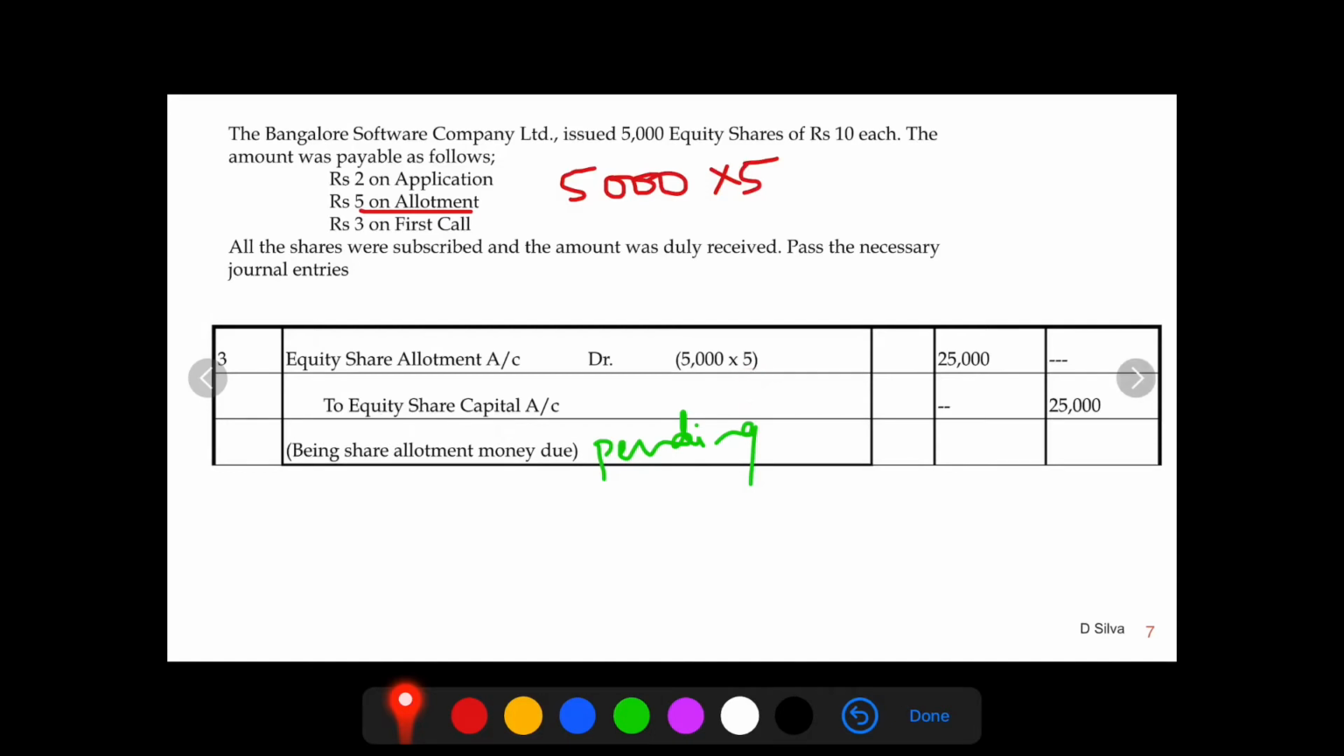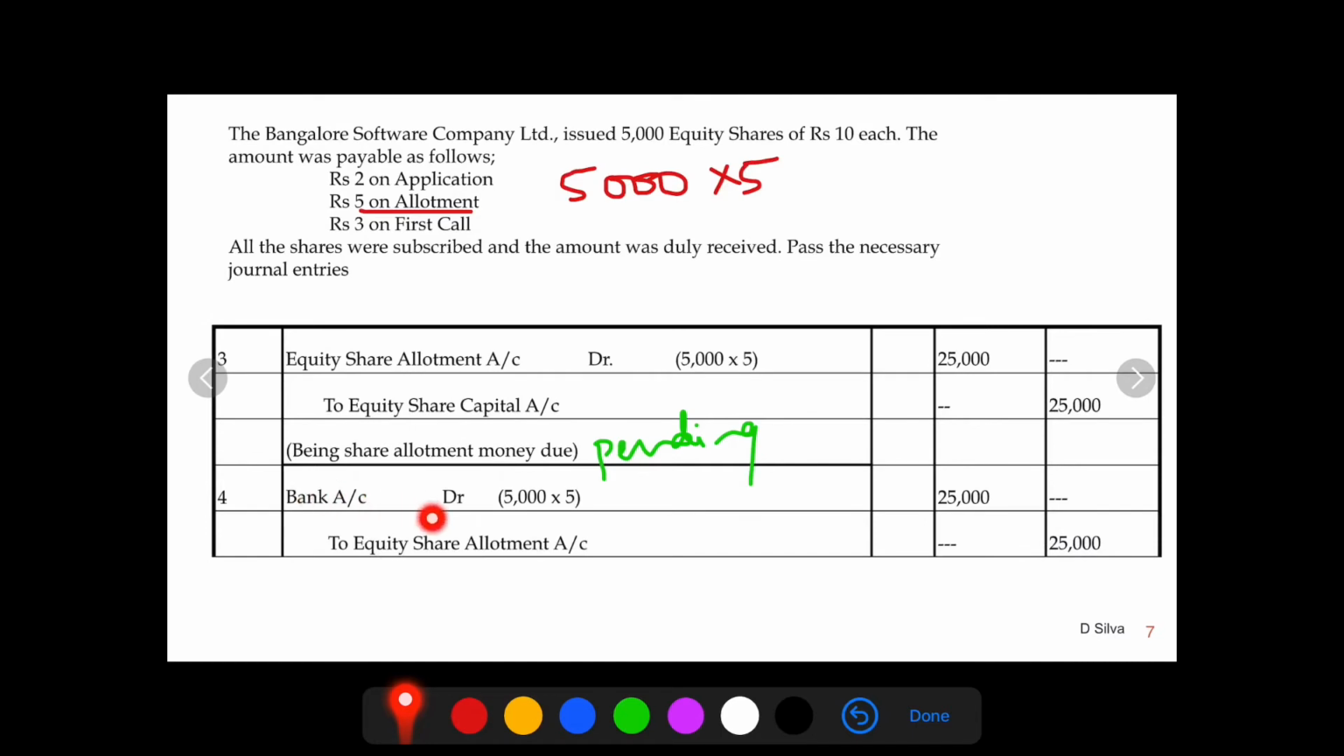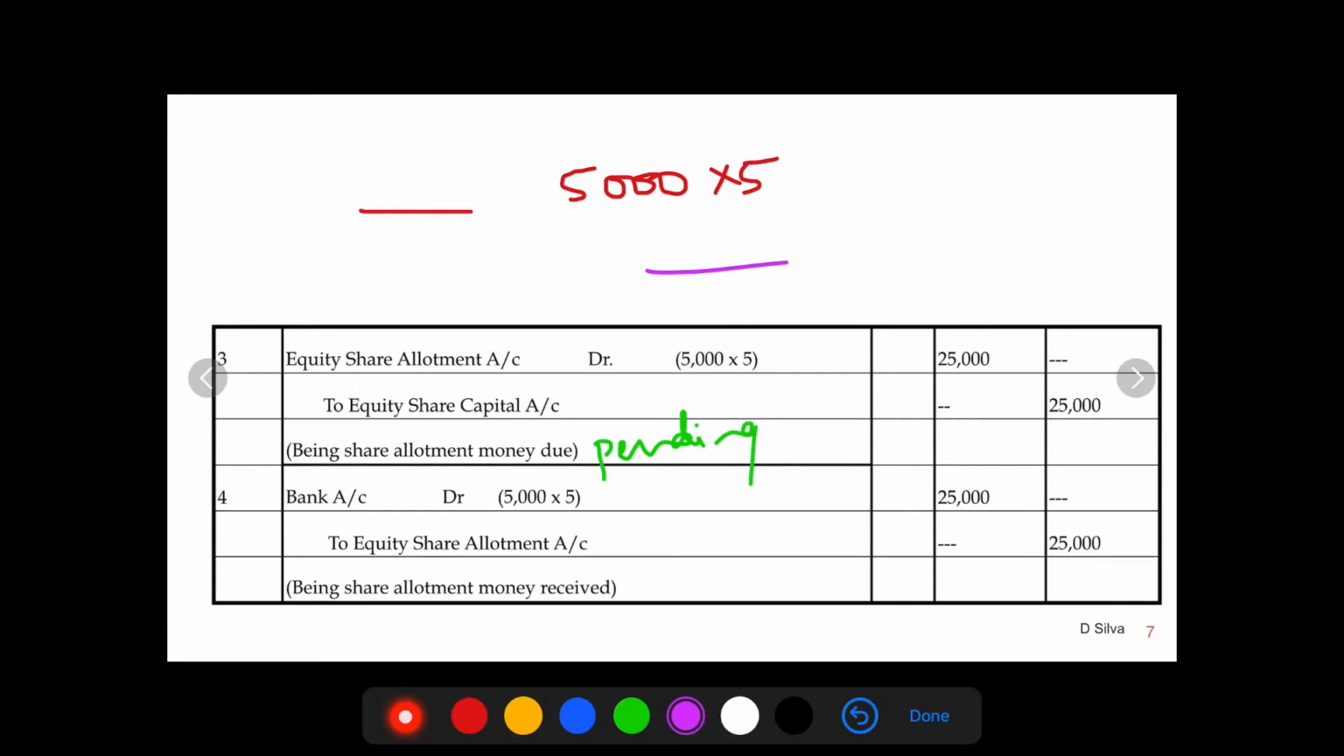Now in order to receive the money, the journal entry will be bank account debit to equity share allotment account, 5,000 shares of rupees 5 each. The amount that is being debited and credited is 25,000. So as per the question, we have received the money. Then the narration will be being share allotment money received.